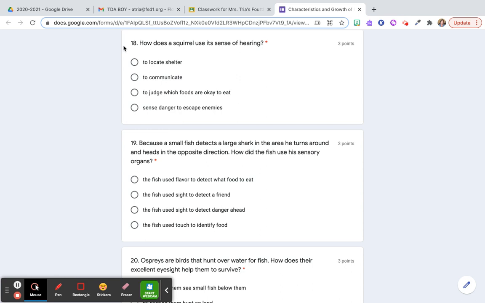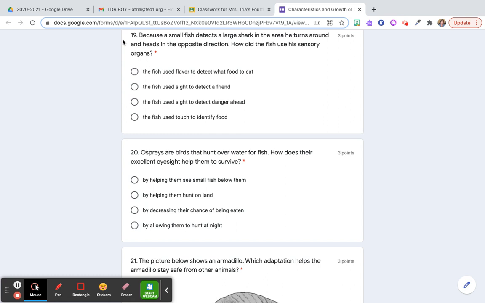Number 18. How does a squirrel use its sense of hearing? To locate shelter. To communicate. To judge which foods are okay to eat. Or to sense danger to escape enemies.